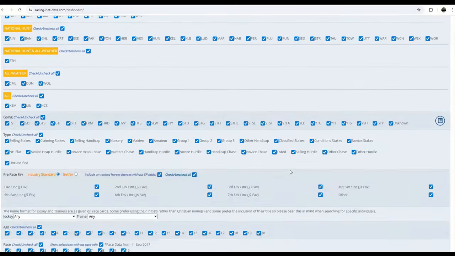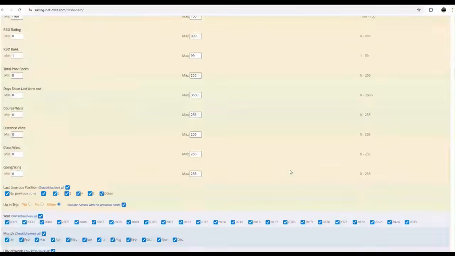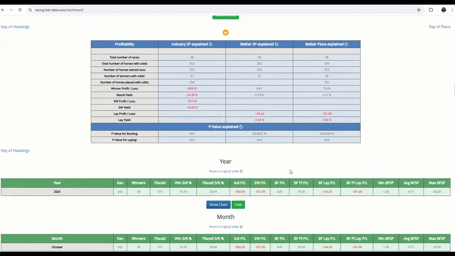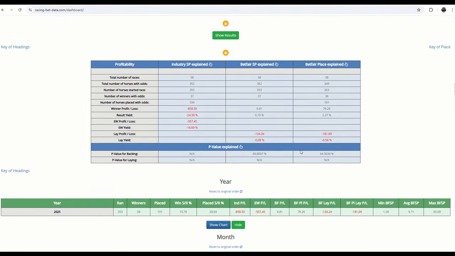Okay, let's take a look through these outputs. You can see at the bottom here, we have the usual summary at top level. So this is yesterday's racing from the 8th of October 2025. So 38 races, number of horses that raced that we had odds available, number of horses that started the race. So it indicates that there was one horse that was withdrawn or pulled out.